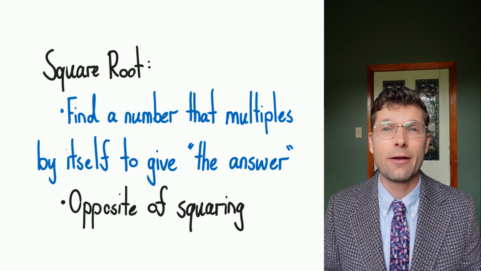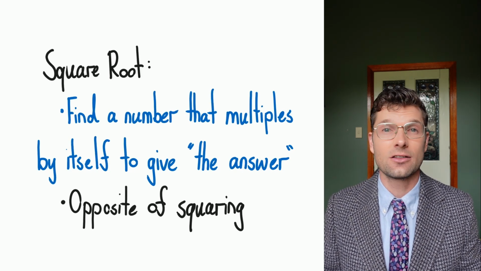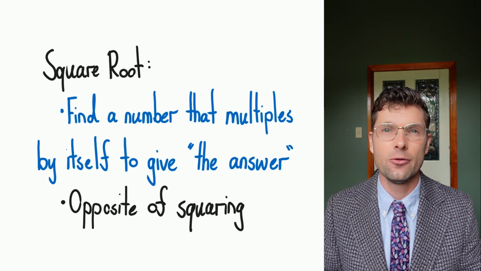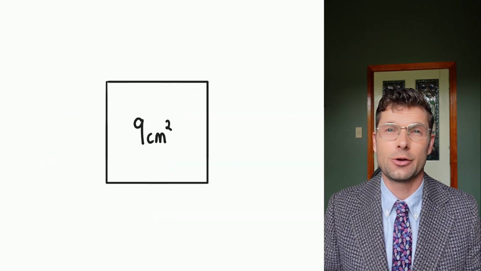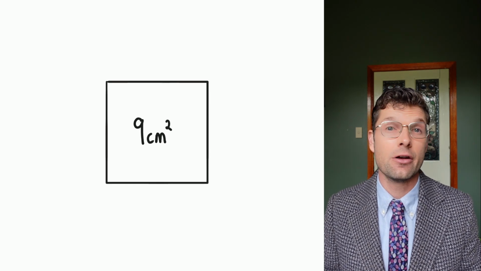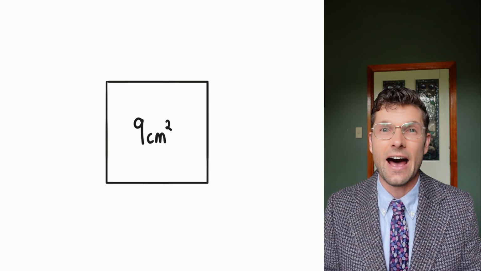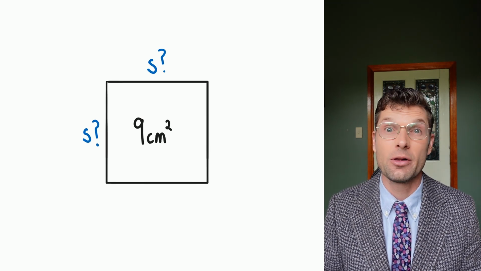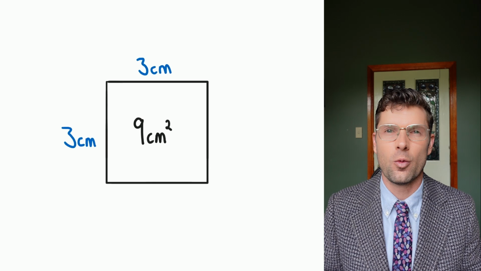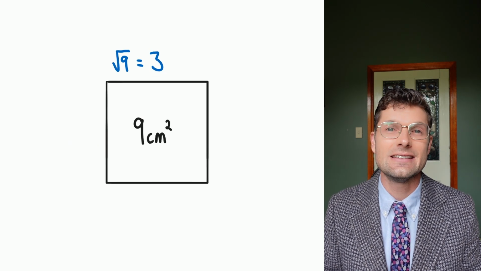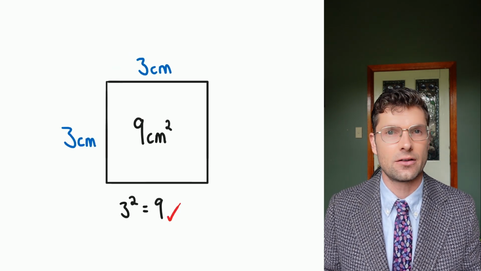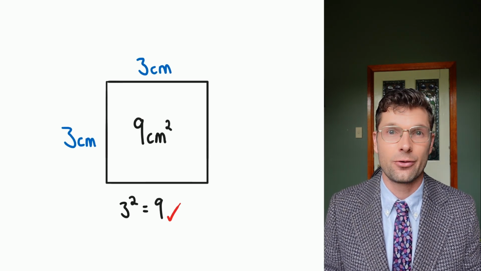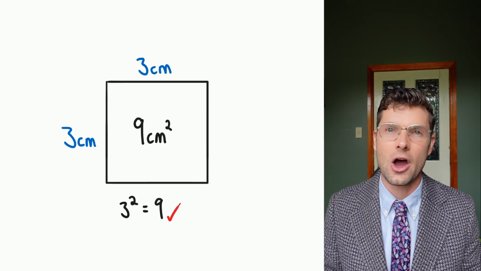Just as a recap, a square root undoes a squaring. It's like saying there's a number under the square root and we've got to find what number multiplies by itself to give that number. Looking at a really quick example, if we've got a square with an area of 9 centimeters squared and I asked you to tell me what the side length was, you could pretty easily tell me it's probably 3 centimeters. The way that we would work that out is the square root of 9 is equal to 3 because 3 times 3 is equal to 9. This is the exact opposite of a squaring. 3 squared is equal to 9. The square root of 9 is equal to 3.